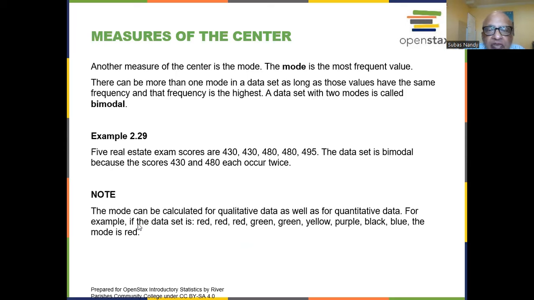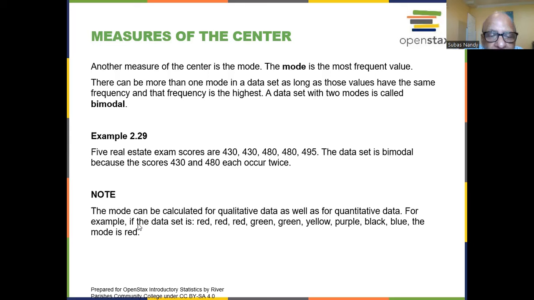Another measure of the center is the mode. The mode is the most frequent value. There can be more than one mode in a data set as long as those values have the same frequency and that frequency is the highest. A data set with two modes is called bimodal. Five real estate exam scores are 430, 430, 480, 480, 495. Both the numbers 430 and 480 occur twice, so those are both modes.